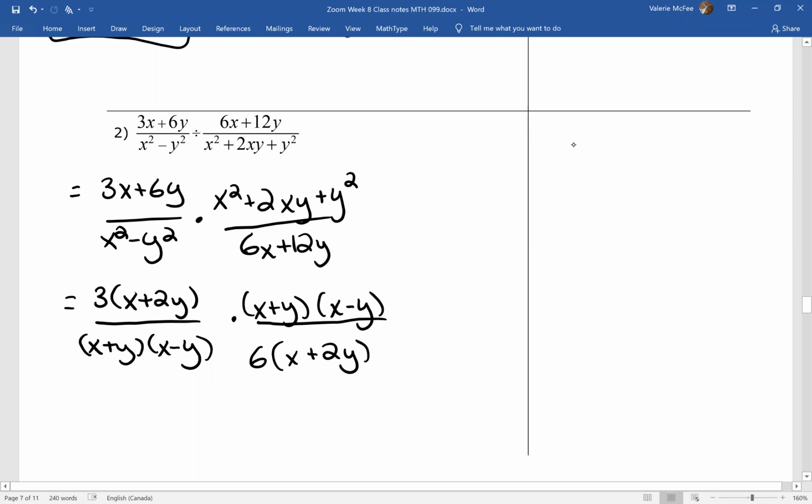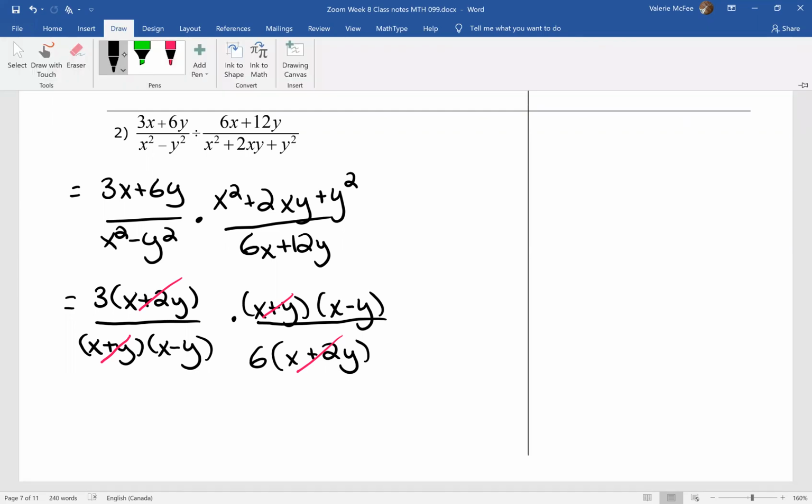Now we can divide out our common factors. We see that x plus 2y is common. X plus y is common. Did I make a mistake? I feel like I did. Yes. This is supposed to be x plus y here.